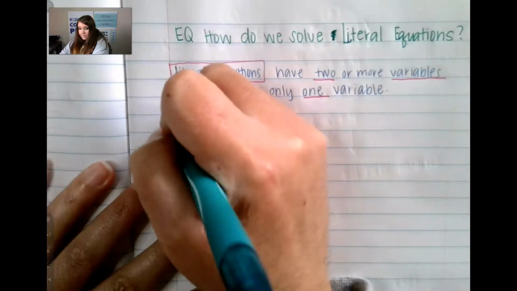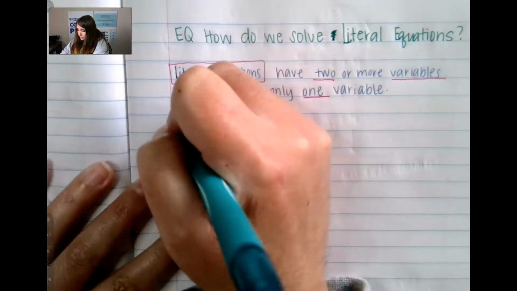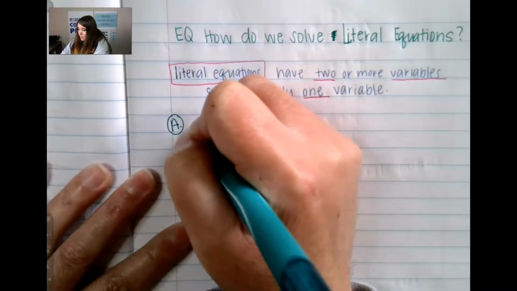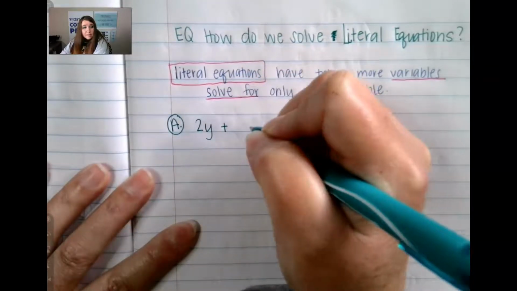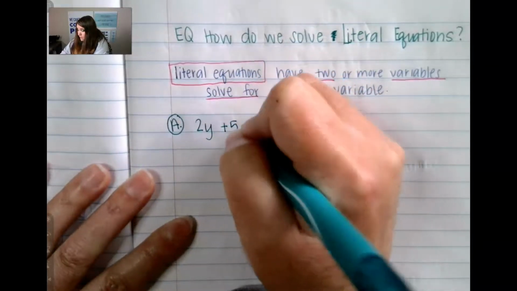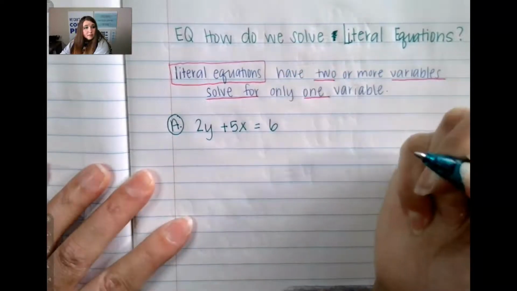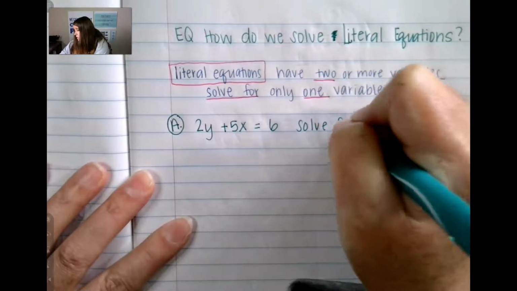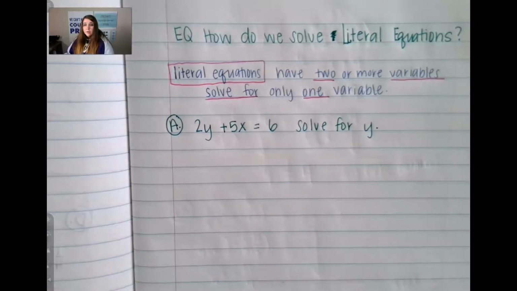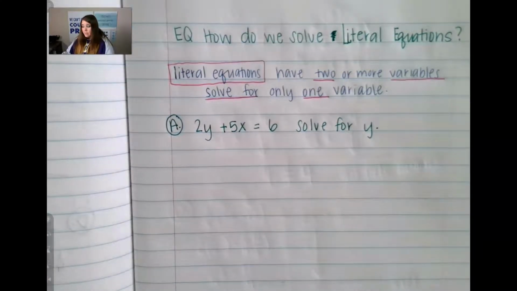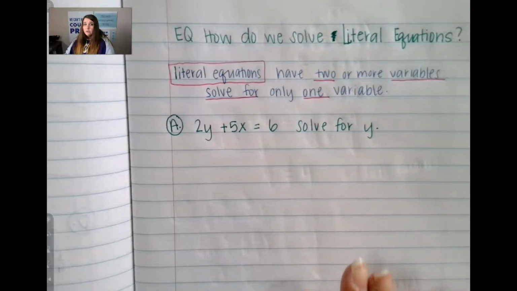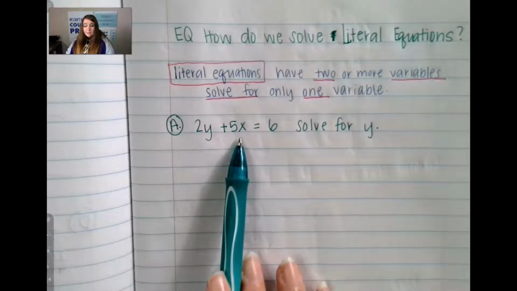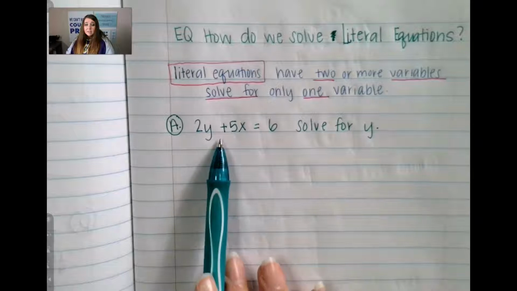So if I had example A. Example A says 2y, so 2 times y, plus 5x equals 6. And it says to solve for y. So our job would be to solve this equation only for y, even though it has both variables y and x. Our job would be to see what y stands for.